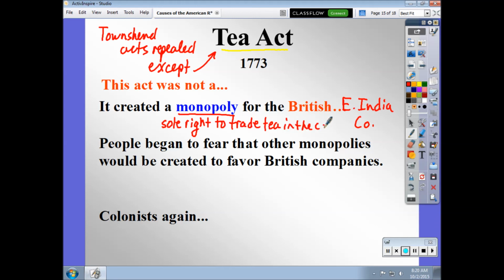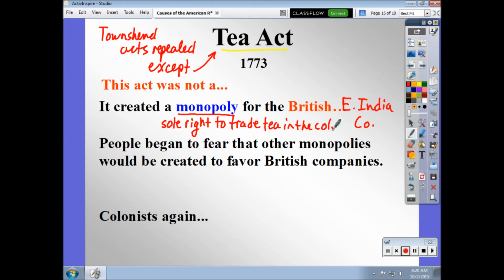in the colonies. The British government is practicing something that today we might call crony capitalism. They have singled out a certain company, given them the sole privilege to do business, and made it illegal for other companies to do business. And the way they've done that is they've actually eliminated the taxes for the British East India Company so they don't have to pay them. In other words, only the colonists will pay the taxes.